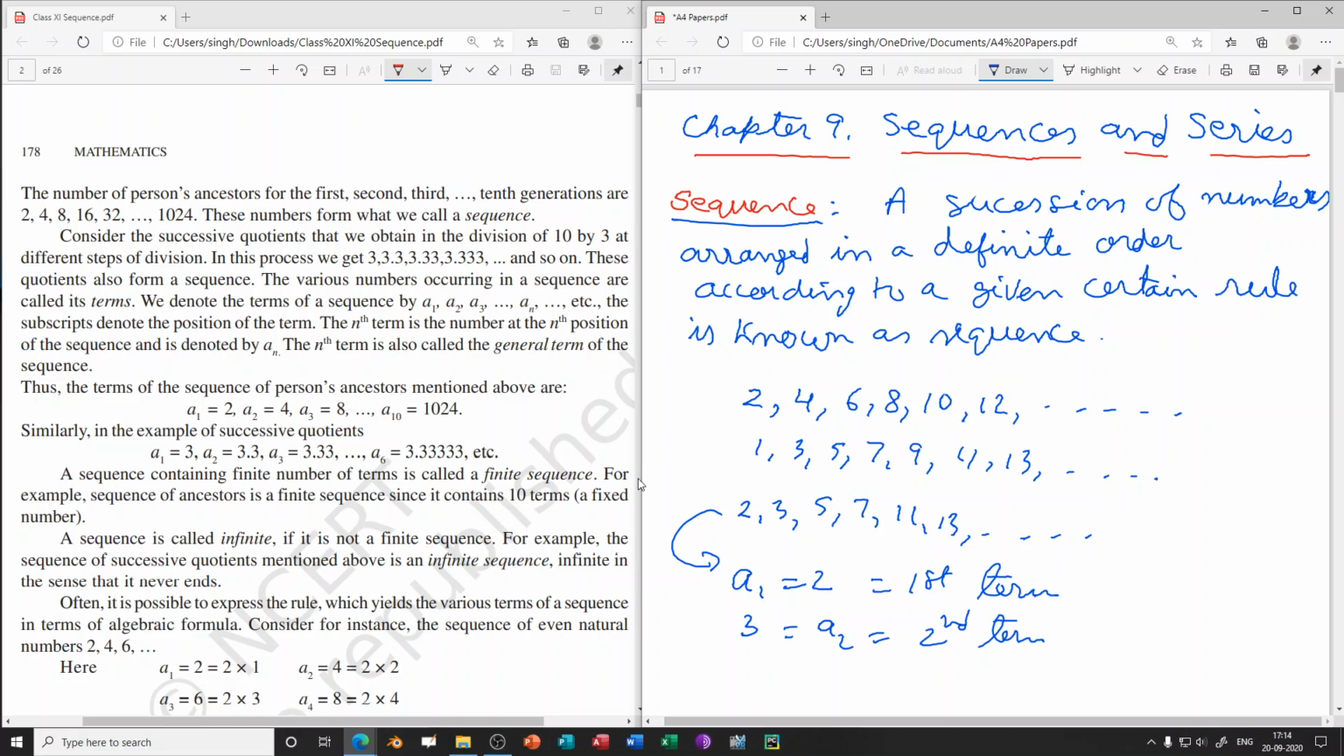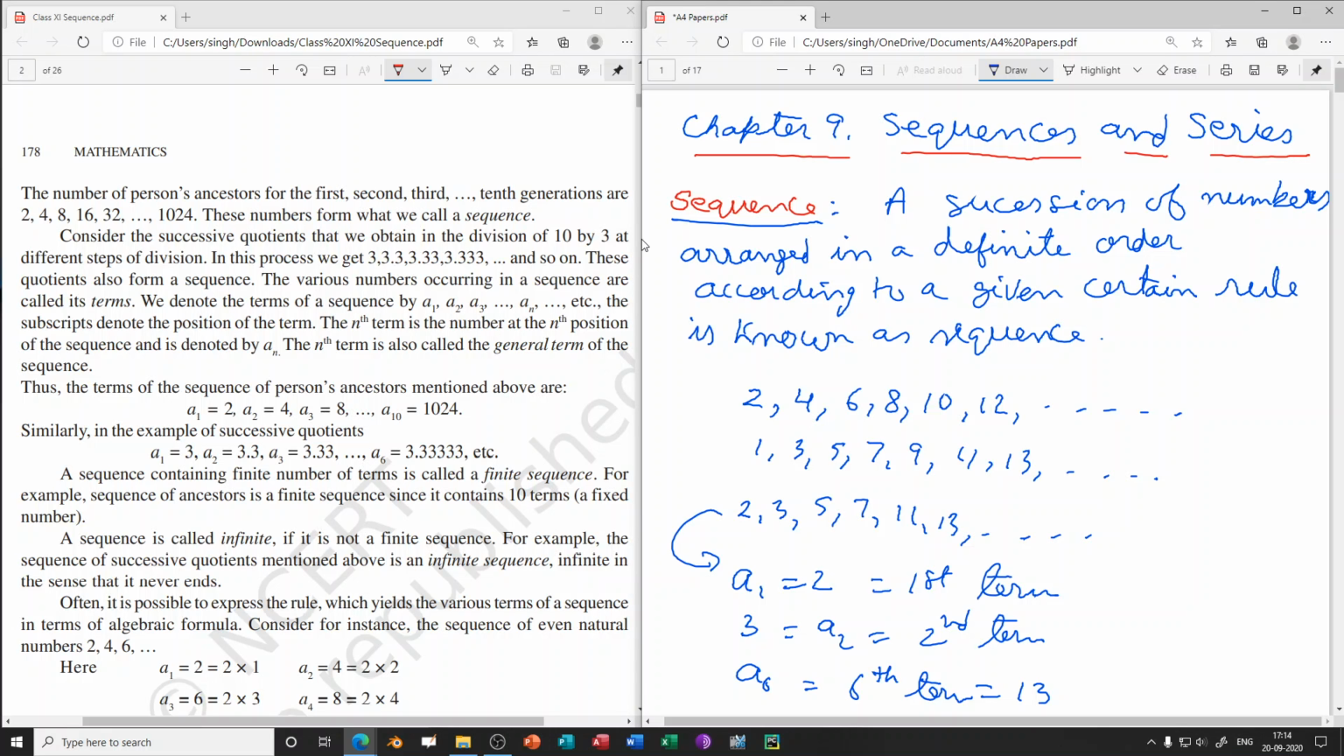Similarly, suppose I want to write this one, then counting from here 1, 2, 3, 4, 5, 6. So A6 will be, that is the sixth term. So that is equal to sixth term, and that is equal to 1, 2, 3, 4, 5, 6. So that is 13. Now here again let us go back to the definition of sequence.